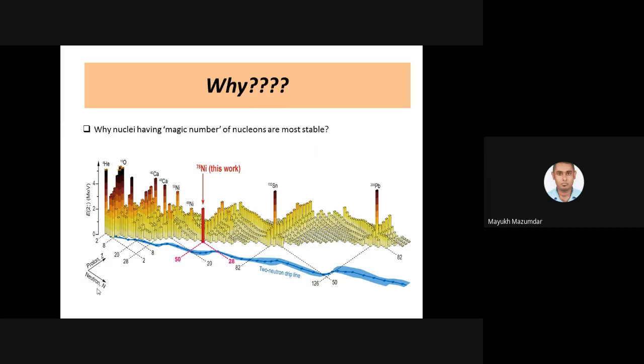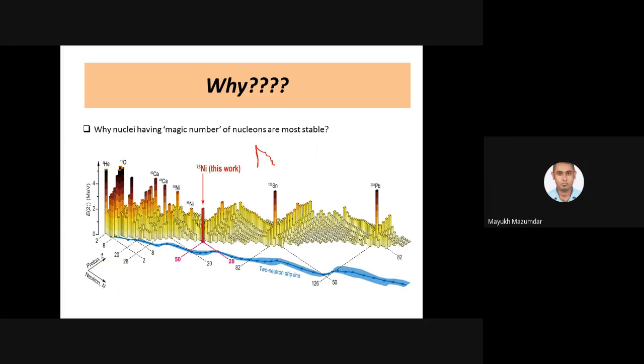Why was it so? When it was investigated further, it was found that either the neutron number or the proton number or both were equal to 2, 8, 20, 28, 50, 82, or 126. These are called magic numbers. Let me tell you one thing in this regard. I think I missed that out.